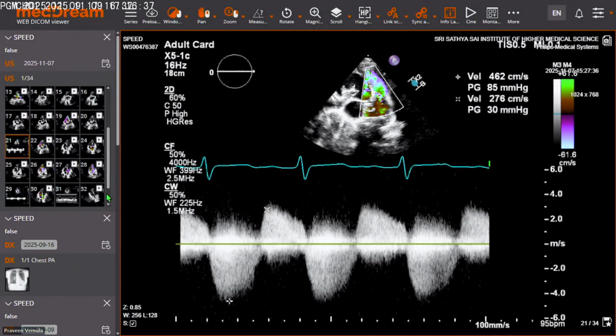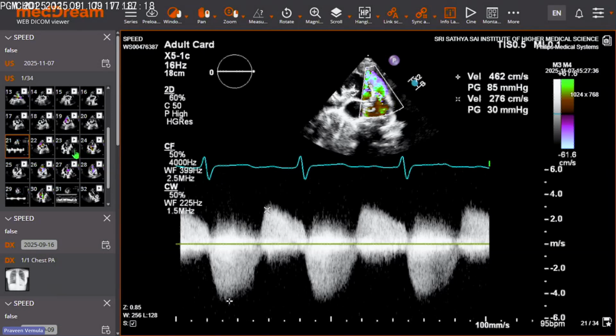So the PR gradient is... which one have they measured first? Are you surprised by the systolic gradient? There is a gradient in systole. Is it usual or unusual, expected or unexpected? Sir, this much gradient is unexpected.